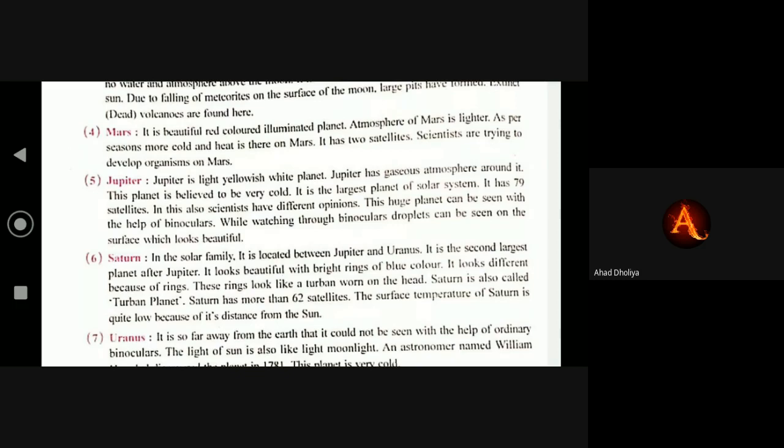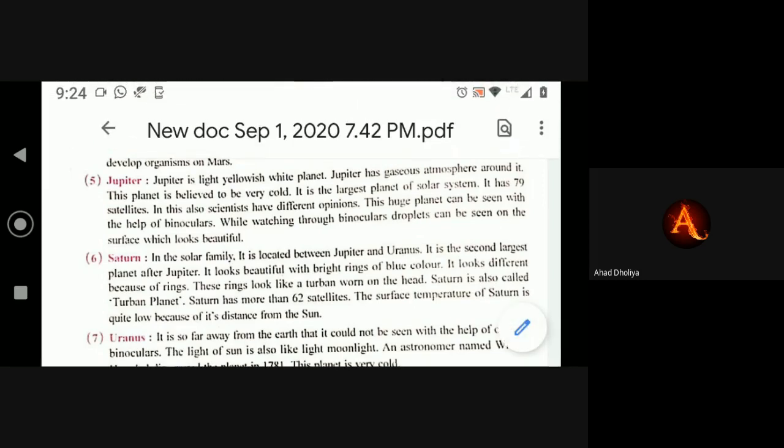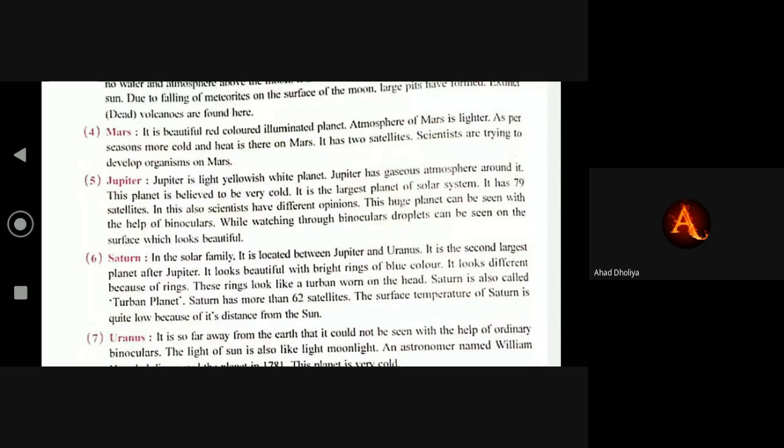Very good, chalo. So it is a beautiful red colored illuminated planet. The atmosphere of Mars is lighter. As per the seasons, it is colder and hotter on Mars. It has two satellites. Just as we have one satellite, Mars has two satellites. Scientists are trying to develop organisms on Mars. Clear, everyone?